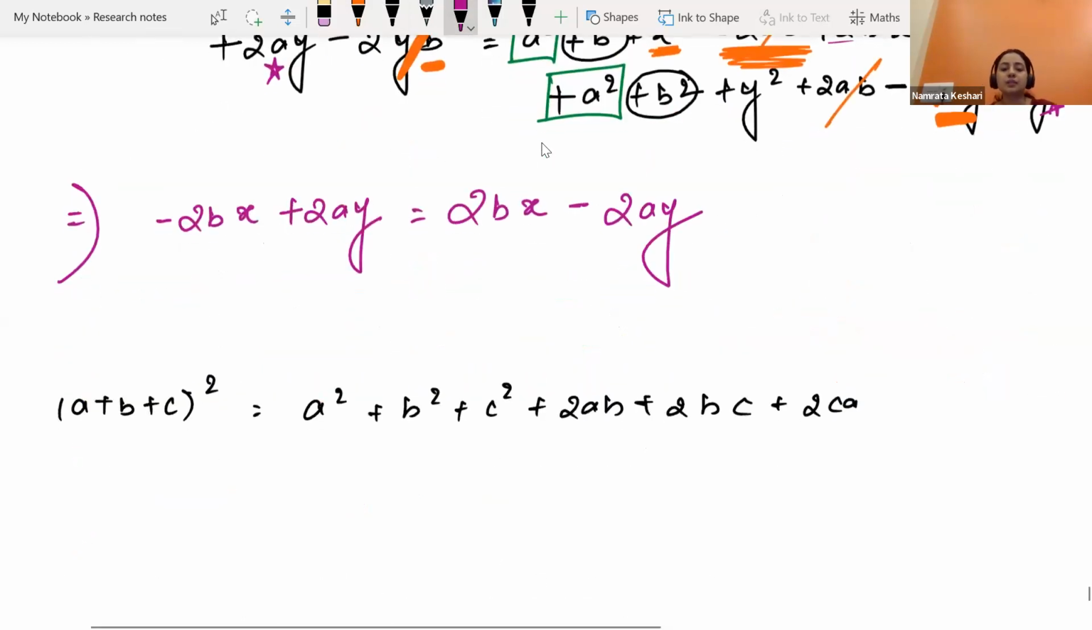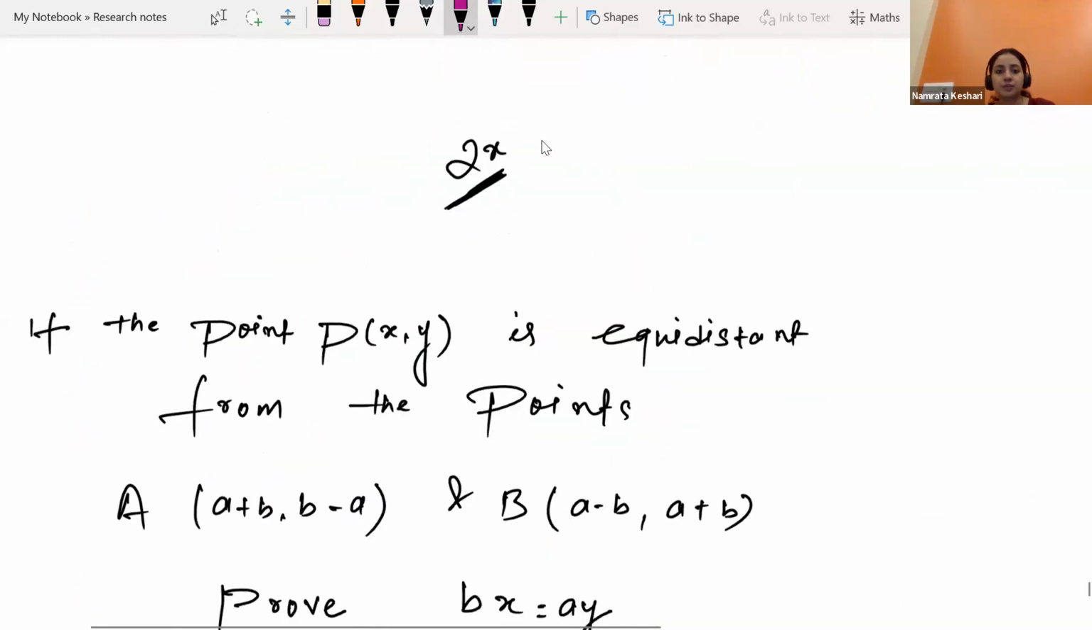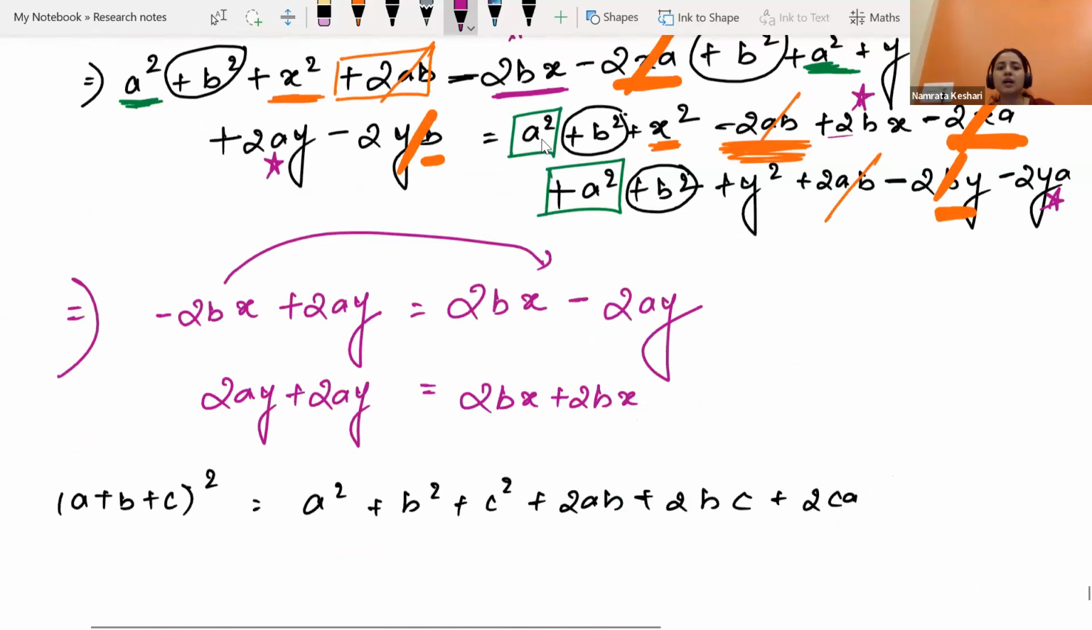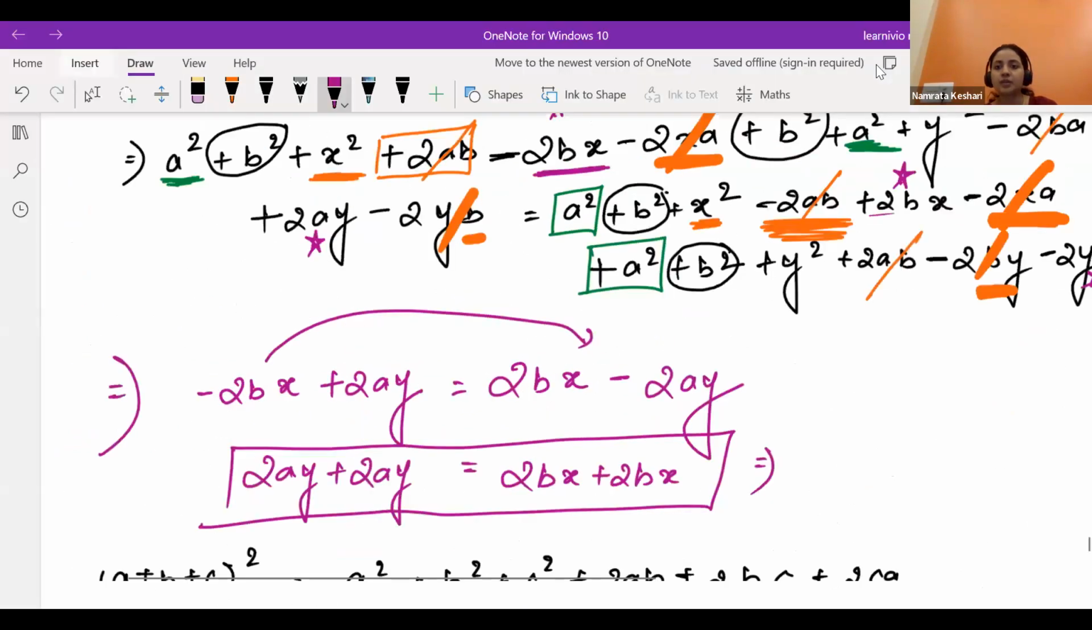Let's keep the like terms on one side. I am going to keep bx on this side. So 2bx is already there, plus 2bx. 2ay is already there, plus 2ay. What we are supposed to prove? bx is equal to ay. It seems like from here we'll be getting it. Yes or no?